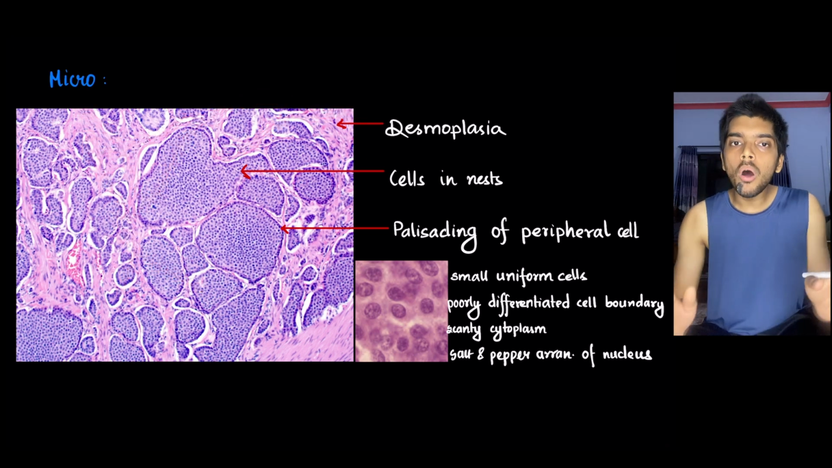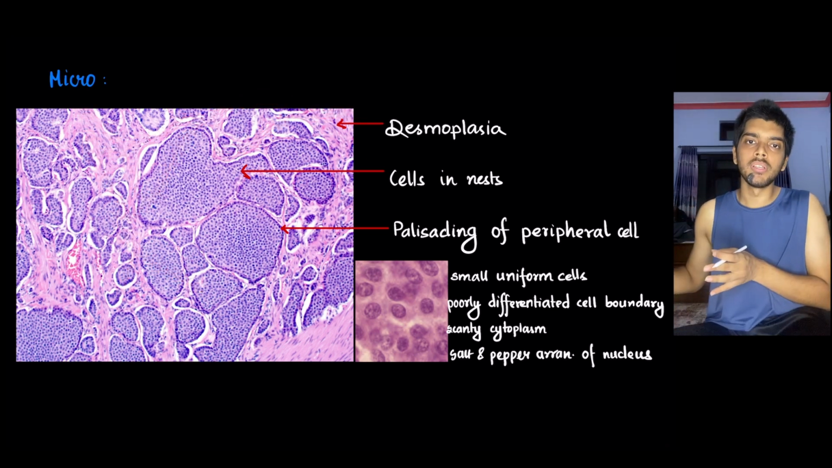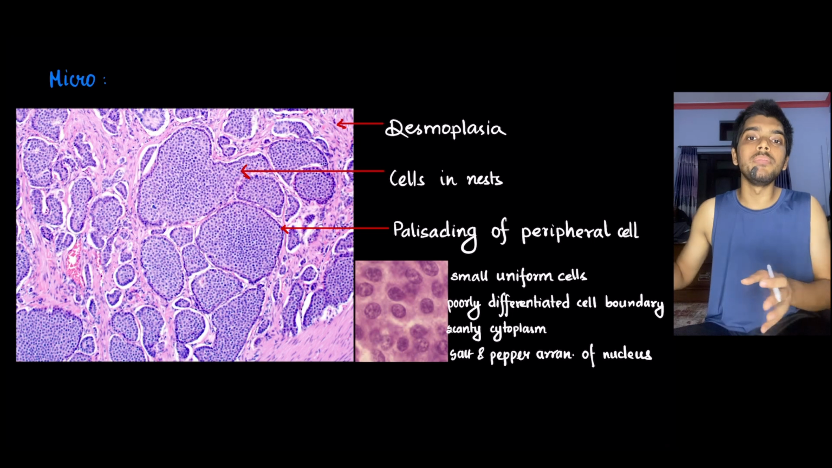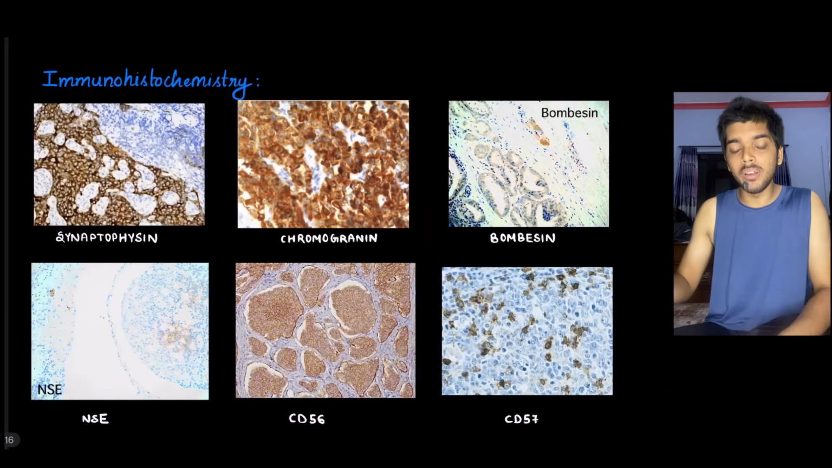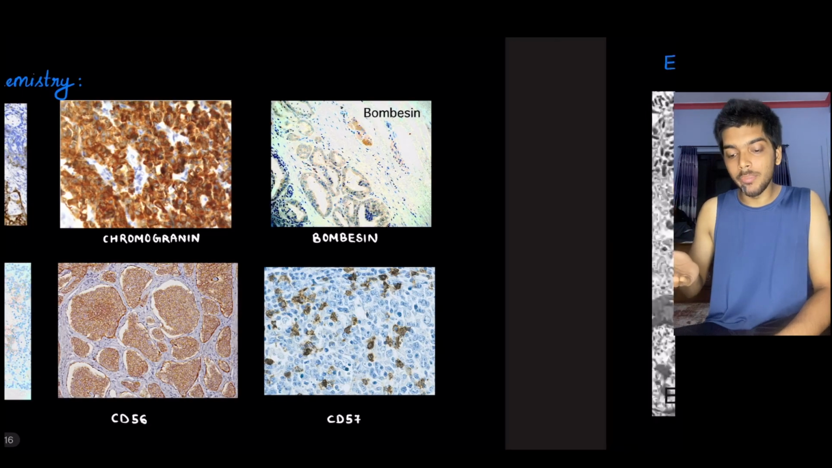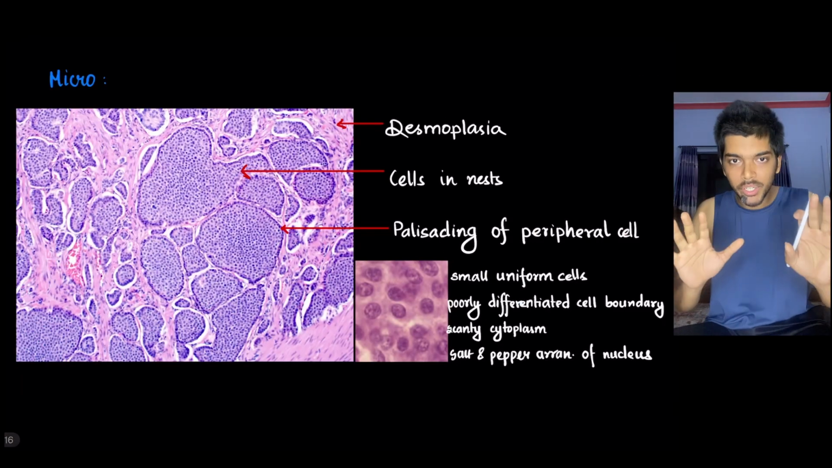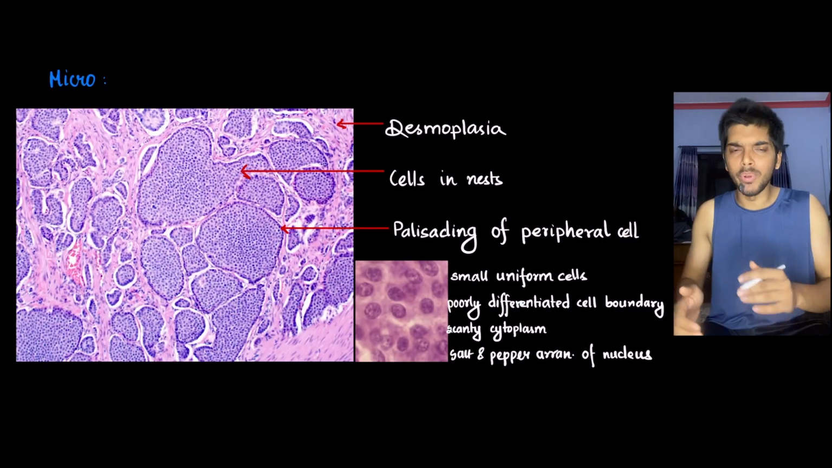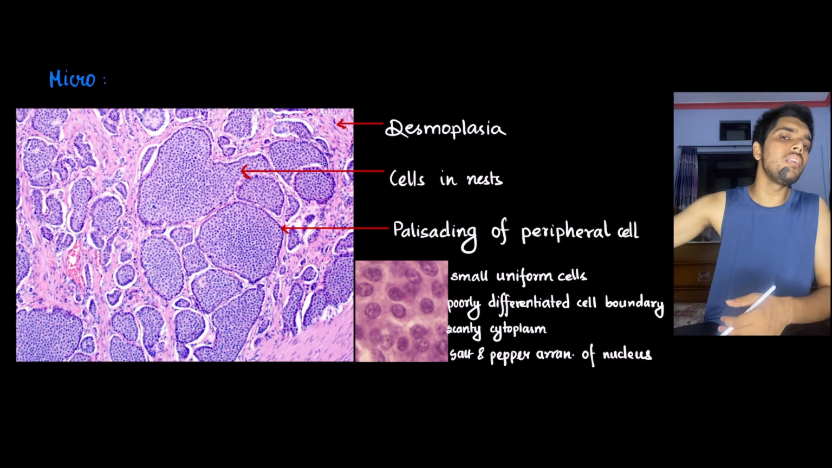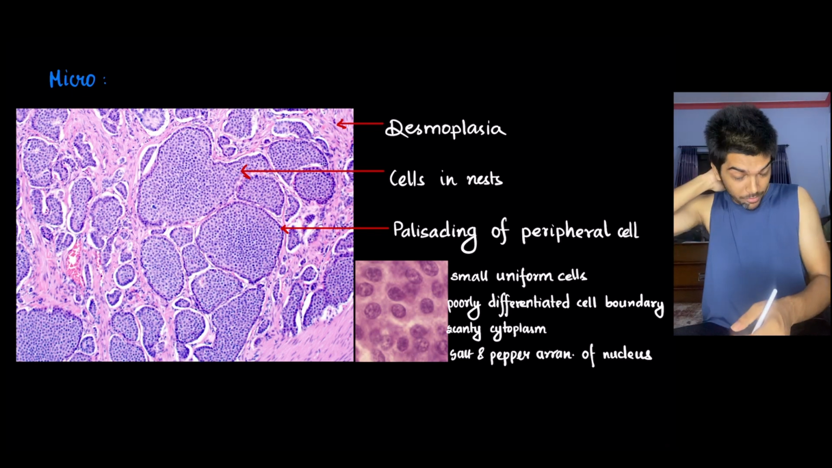See, throughout all neuroendocrine tumors, the diagnostic features are going to be similar. That is, microscopy is going to be the same, immunohistochemistry is going to be the same, electron microscopy is going to be the same. So listen to the diagnosis very carefully, because it will be repeating again and again. So first, the microscopy of carcinoid tumor.